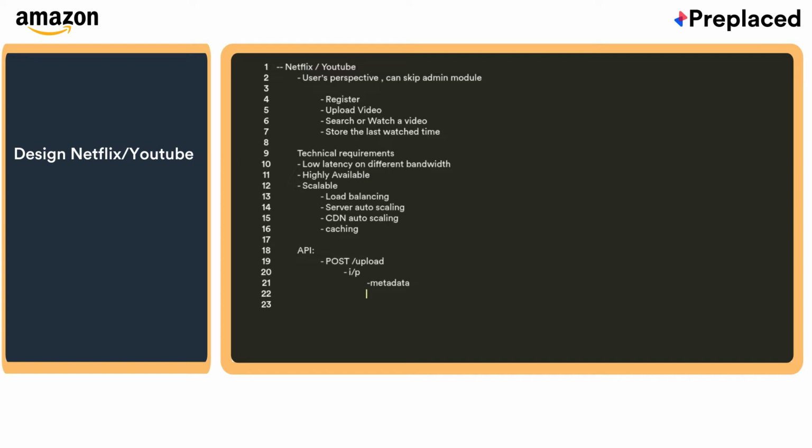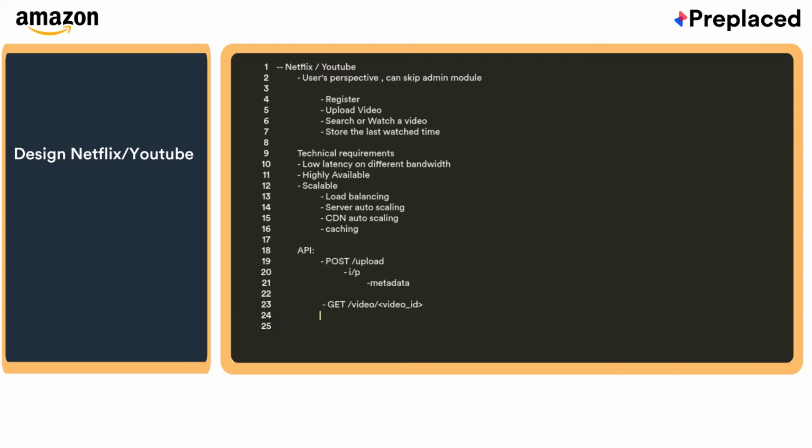So we have a POST upload video, then the other thing we might have is, let's say, a GET with some video id. I will just call it get video, and then slash video id.